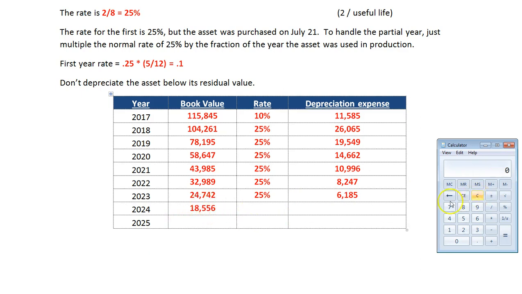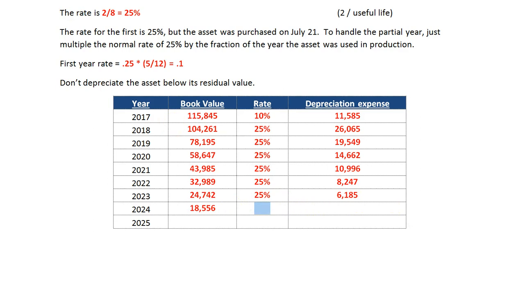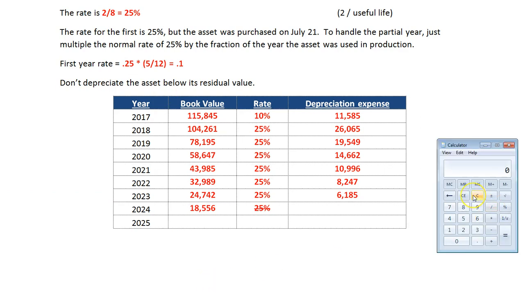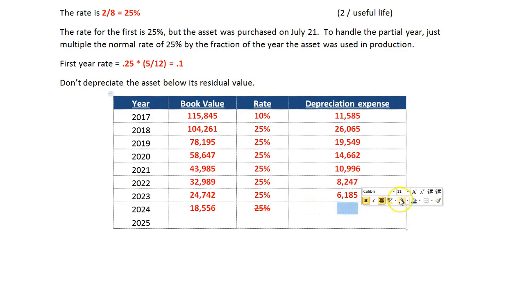So what I'm going to do to figure it out instead, I'm going to reject the rate. Alright, we can put it there to show we thought about doing that. But what we're going to do is take the prior book value and subtract out the residual value, because that'll tell you the maximum amount we can depreciate it by, 2,556.